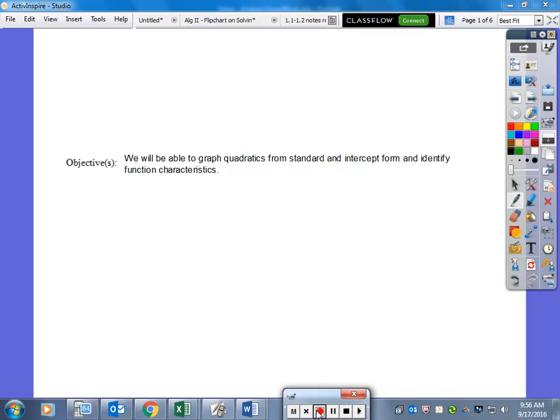Welcome back, you guys, to our second lesson in Unit 3 on quadratic functions. Today we will learn about the other two forms that a quadratic equation can be written in. And so our learning objective for today is we will be able to graph quadratics from standard and intercept forms and identify function characteristics as we have done before.